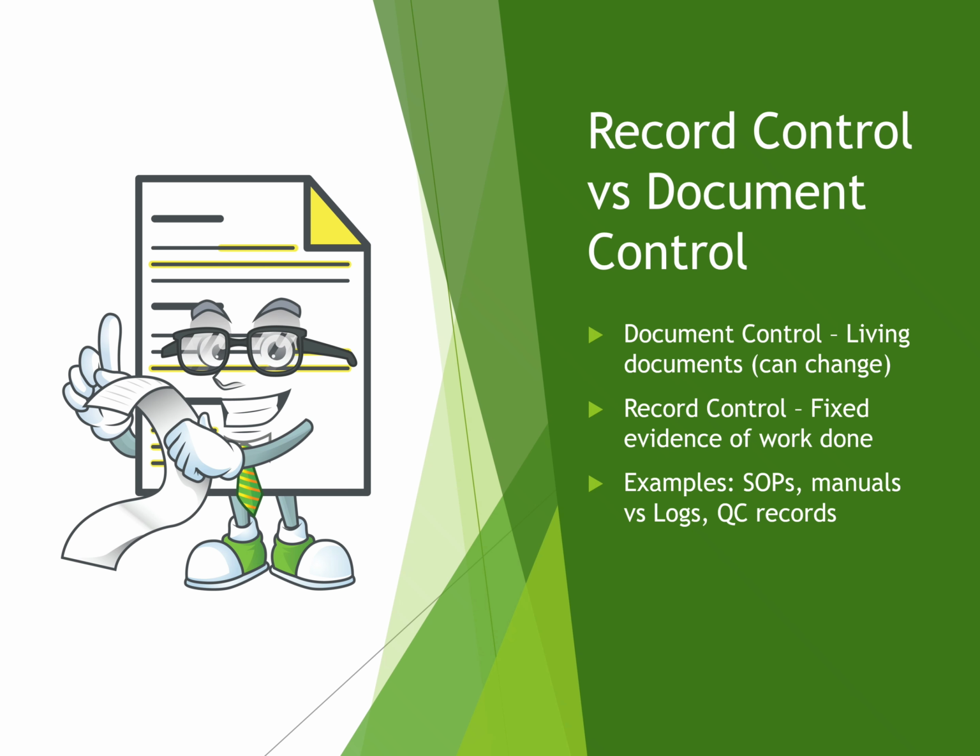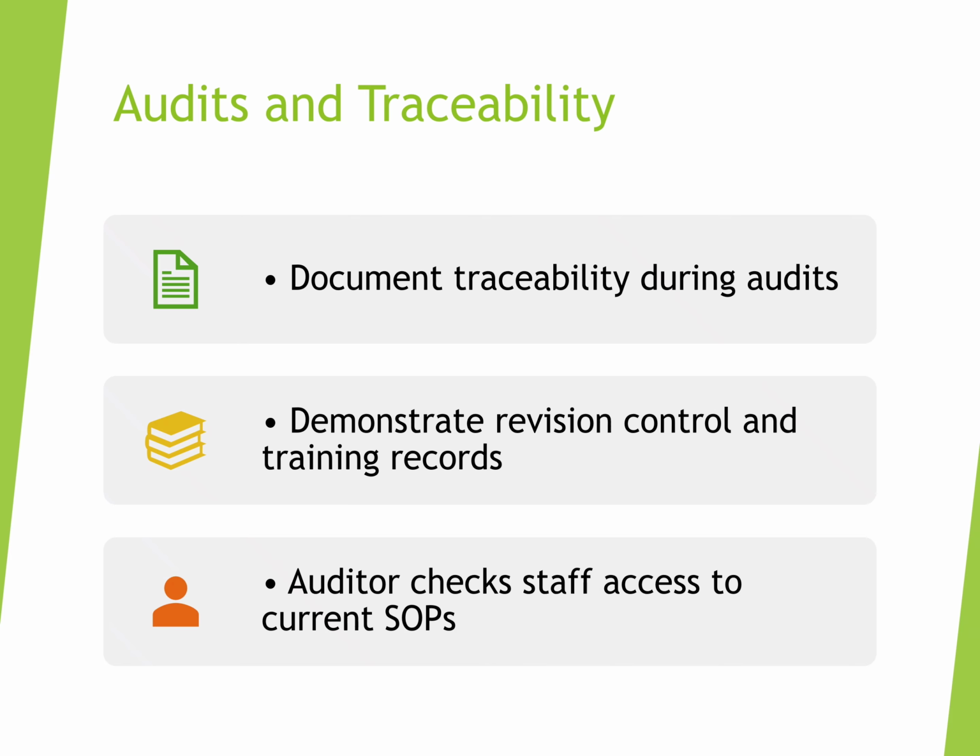Record control versus document control. It's important to distinguish between document and record control. Documents like SOPs evolve and are versioned, while records such as QC logs are evidence of completed work and must be retained without alteration.